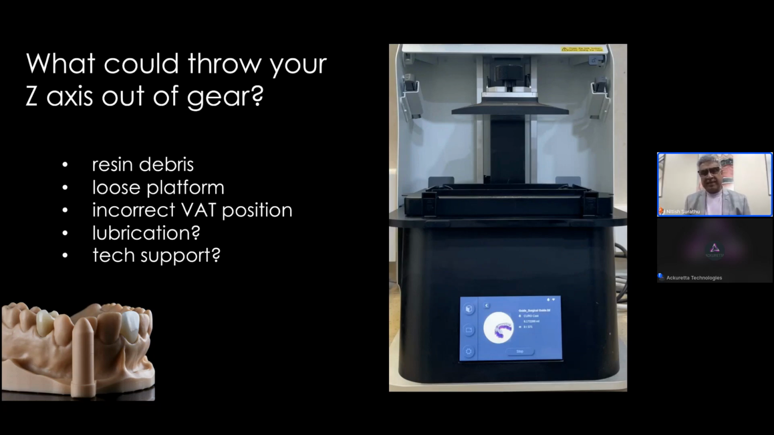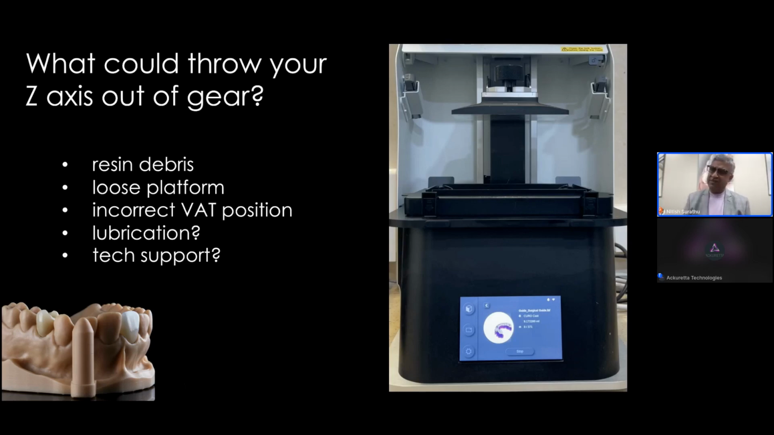Now, Sol comes pre-calibrated. You really don't have to do z-axis calibration with the Sol unless you actually have a problem. And if you have a problem, I suggest you get in touch with tech support, because doing z-axis calibration is not difficult, but it's a bit involved. And so you might want support from the technical team before you do z-axis calibration. But let's talk about what can throw your z-axis calibration out of gear.